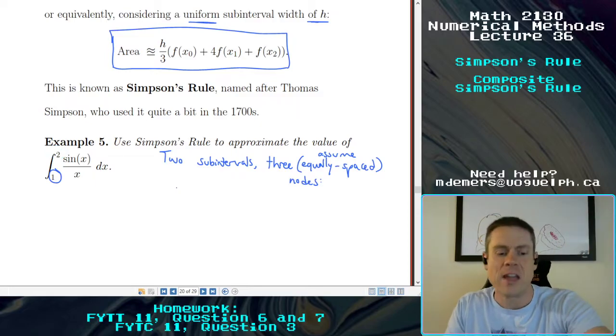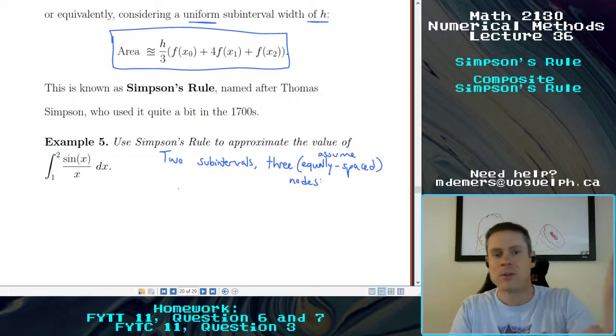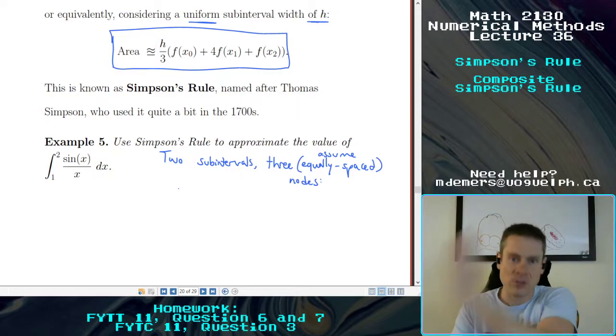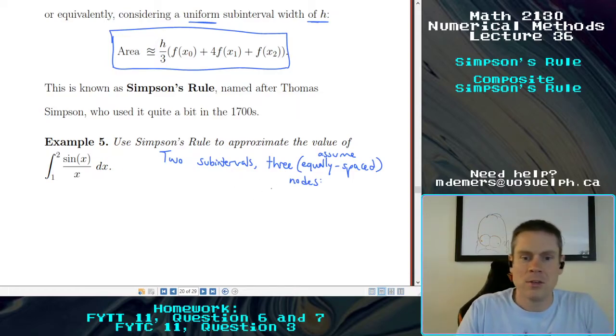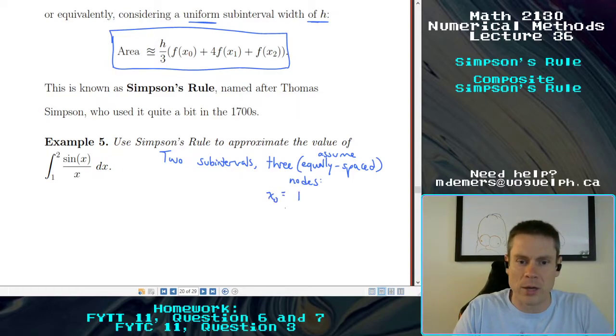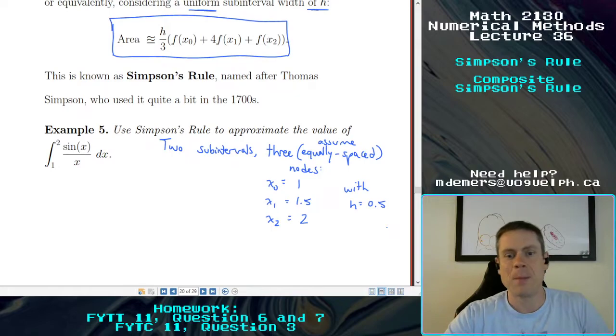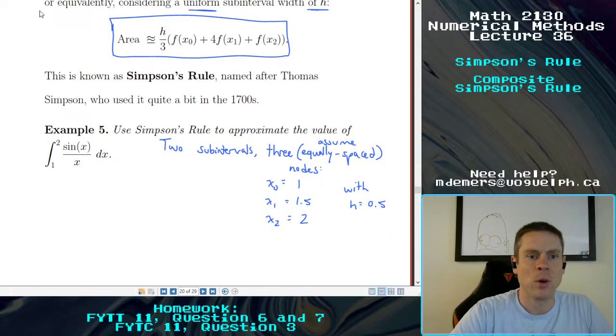If I want to divide that into exactly 2 subintervals, it's going to be 1 to 1.5 to 2. There are my 3 nodes. So x0 will equal 1, x1 will equal 1.5, and x2 will equal 2, with, of course, our h being 0.5. And it's just going to be a matter of adopting what we have above.